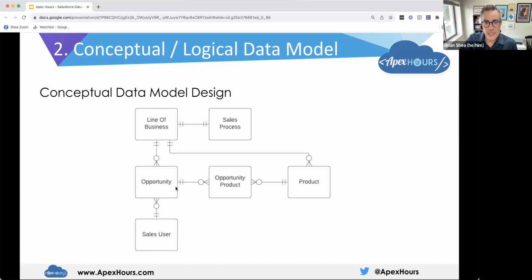An opportunity has many opportunity products. Product has many opportunity products. This in Salesforce terminology is sometimes called a junction object. And a line of business has many, or as few as 0, products, and a product has exactly 1 line of business.